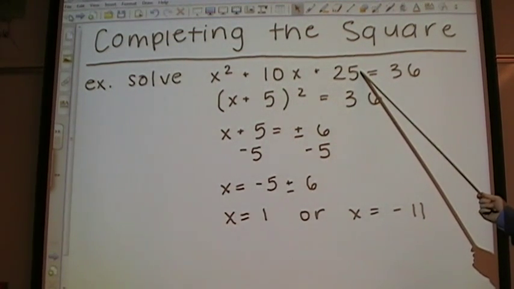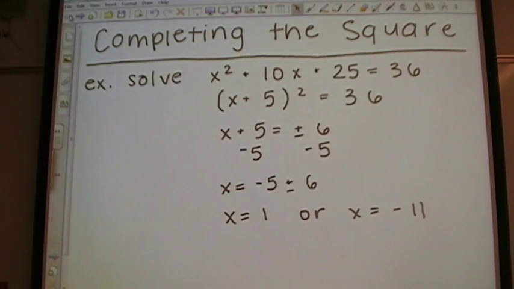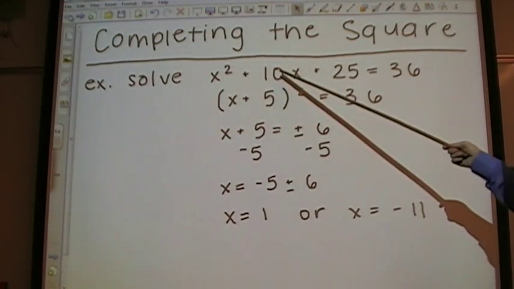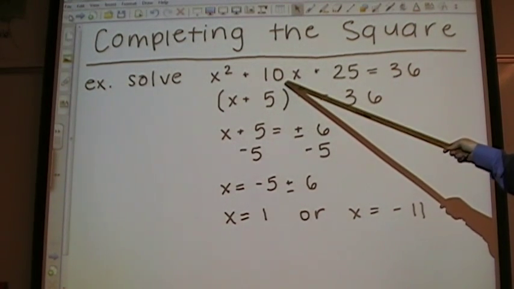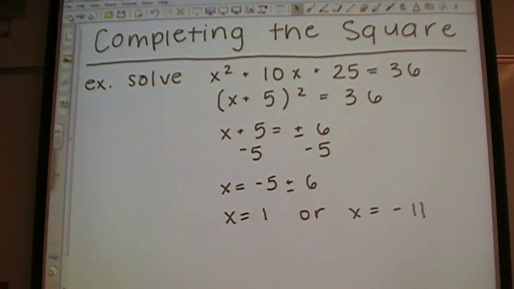So how do we get that? Does anybody have an idea? The steps are to take your b value, which in this case is 10, divided by 2. What's 10 divided by 2? 5. 5 squared is 25. So the steps are to take b divided by 2 squared. All right. So the next one.